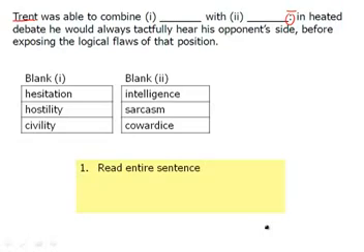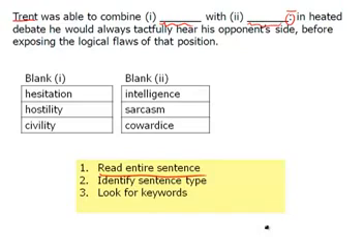And so therefore we have to know what comes after the blank. So we know because we have read the entire sentence. We've identified now the sentence type. It's simply defining these two blanks. There's no shift going on. And what did we do with one blank text completions? We looked for the keywords, for the clues in heated debate. Well, this person would always tactfully hear his opponent's side.